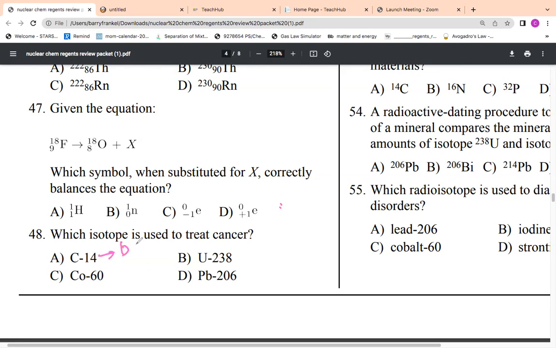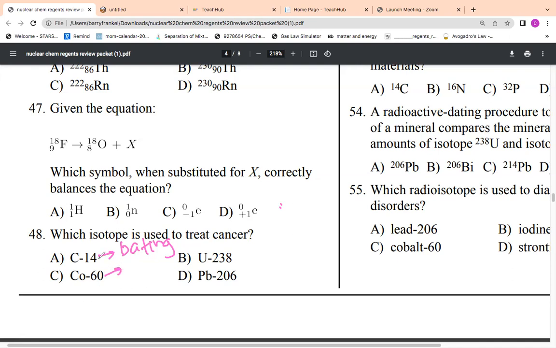C14, this is used for dating things, how old they are. This can be used for things about 40,000 to 60,000 years old. It's only got a half-life of 5,700 years. So if you need to date something that is older than carbon-14, you have to use something that has a longer half-life.